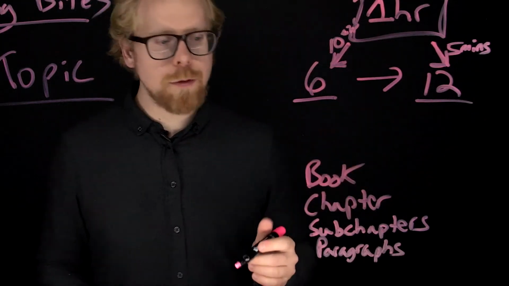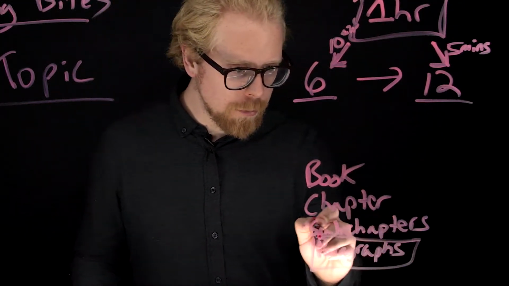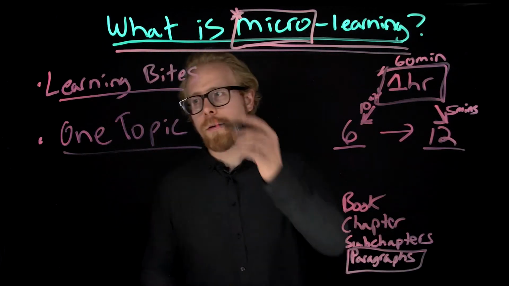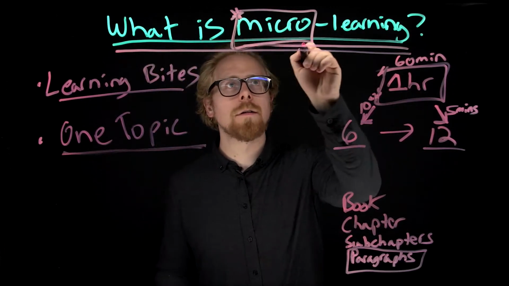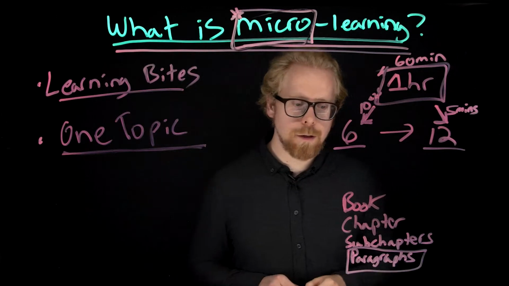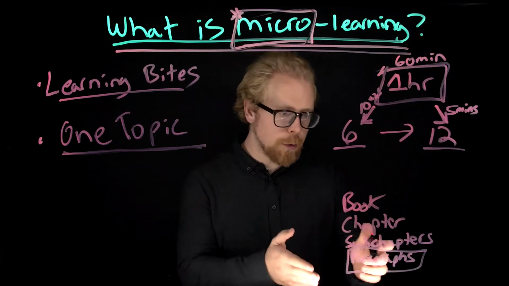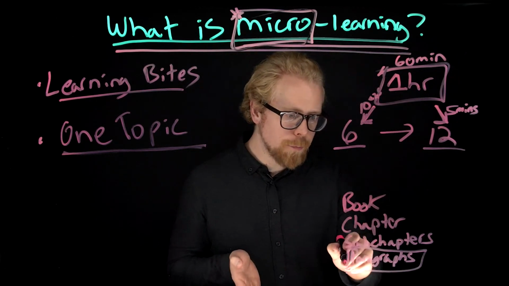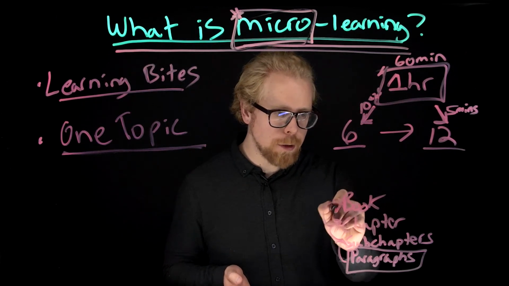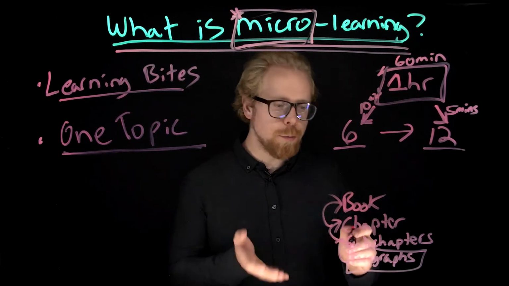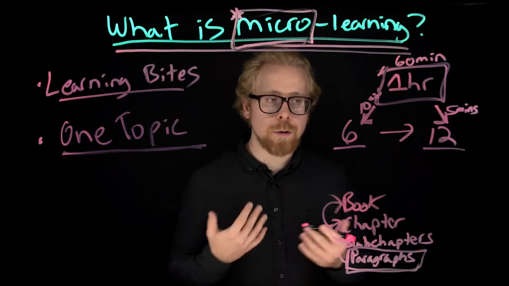So in this example, the paragraphs would be the learning bites. They have one topic. That's what the microlearning is, those paragraphs. The paragraphs make up the subchapters. The subchapters make up the chapters. Chapters make up the book. You broke things down into paragraphs for a reason.